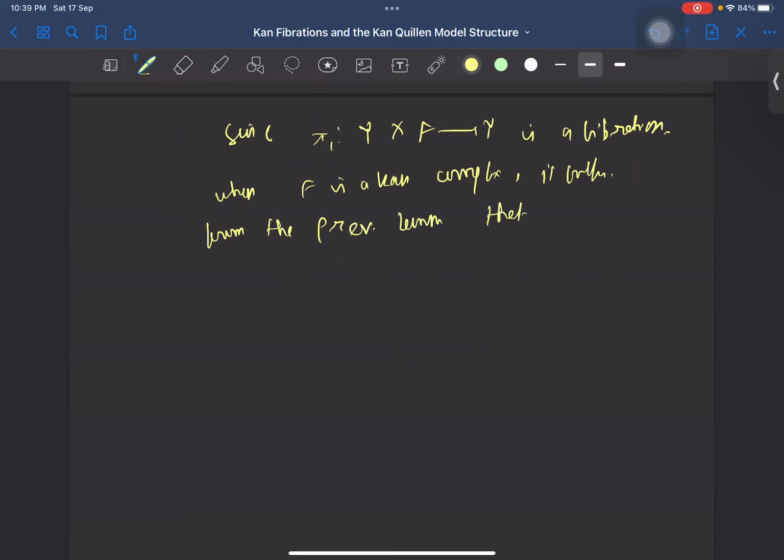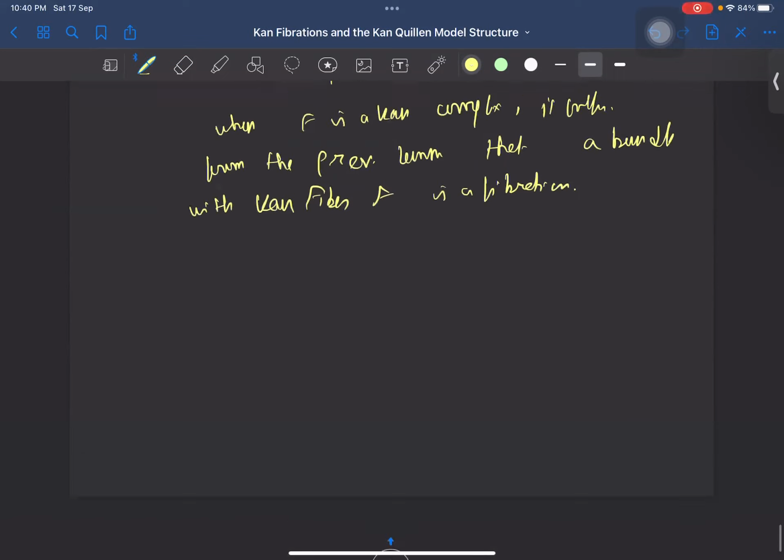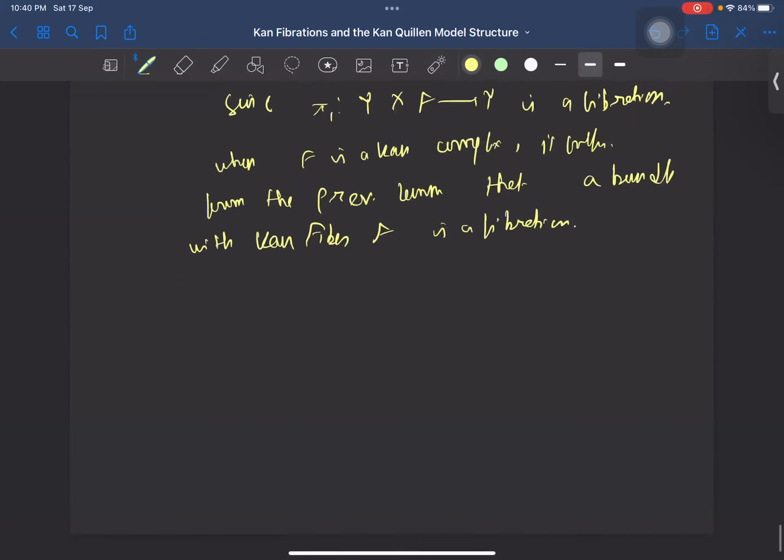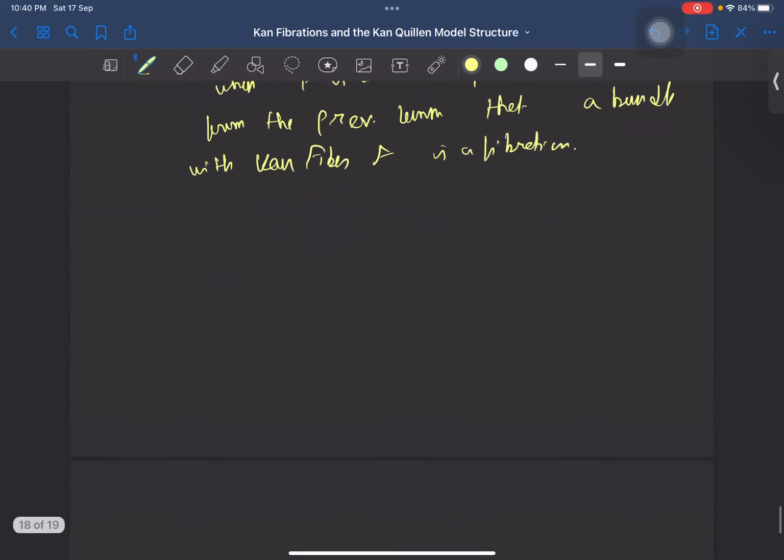So it follows that a bundle with Kan fiber F is a fibration. So this is what follows. So let me give an example. I won't define the example that I'm going to do here, for people who know better, otherwise it's okay if you don't.